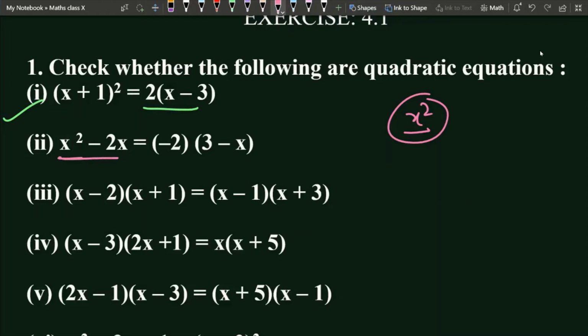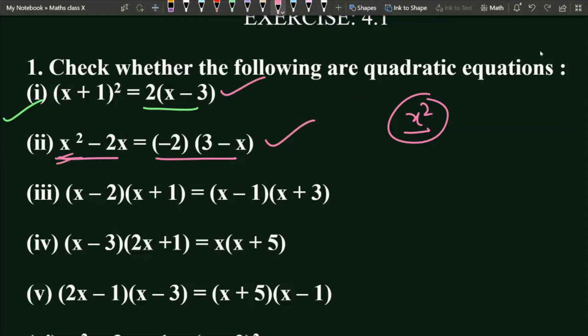See, this is x square minus 2x in the left hand side. In the right hand side, minus 2 into (3 minus x). So obviously the maximum power of this right hand side will be 1 only. So this cannot be cancelled out from here anyhow. So this is a quadratic equation.